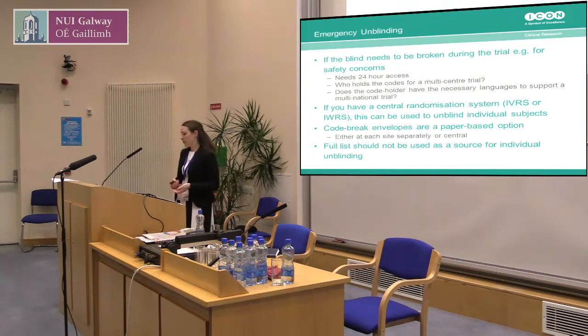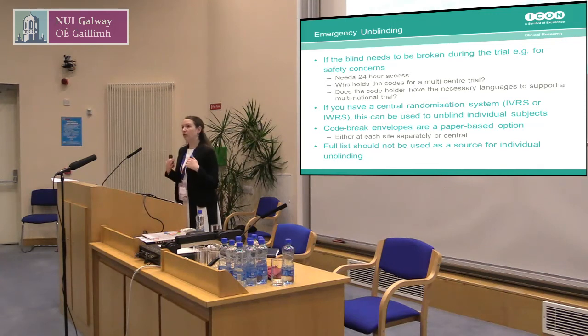When speaking about unblinding, we have to mention emergency unblinding. So if the blind needs to be broken during the trial for safety concerns for an individual subject, we need someone who has 24-hour access to the codes, but who holds the codes for a multi-centre trial? And does the code holder have the necessary language skills to support a multinational trial? So if you have a central randomisation system, like an IVRS, an interactive voice response system, which is the telephone system Francis mentioned, or the more, I suppose, 21st century version of that, which is the web-based equivalent, it can be used to unblind individual subjects as your emergency unblinding method. Otherwise, code break envelopes can be a paper-based option, either held at each site or at a central location, but again, you do need to work out the access system for those.